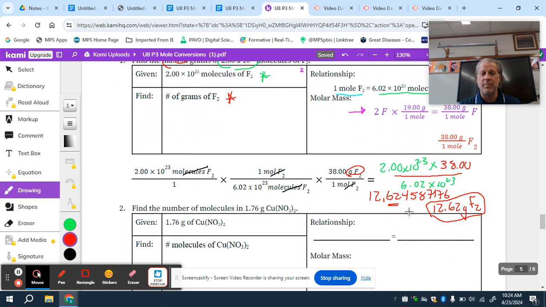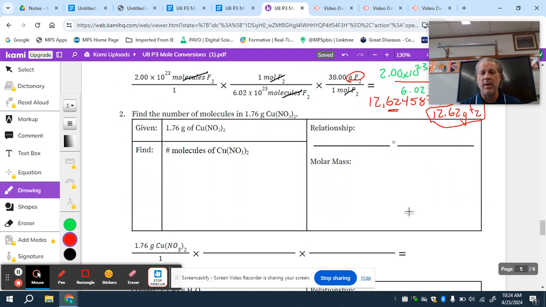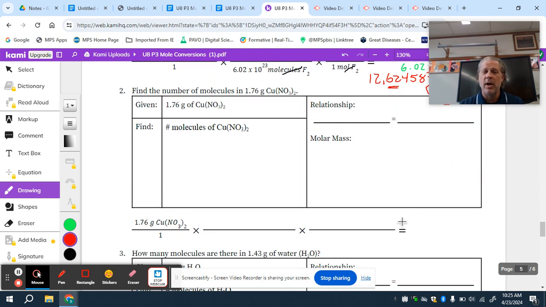And then the second example that I want to do is going to have you do a little bit more math, but we're going to do it quickly together, and hopefully we'll feel pretty good about this process. In this problem, you were given 1.76 grams of Cu(NO3)2, which is called copper nitrate, and you're asked to calculate the number of molecules of Cu(NO3)2, which is particles here.